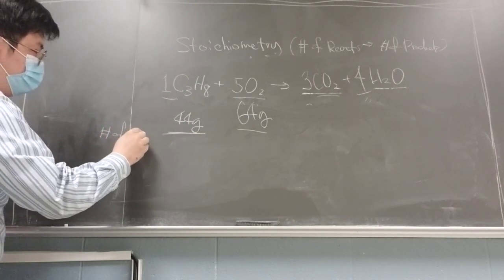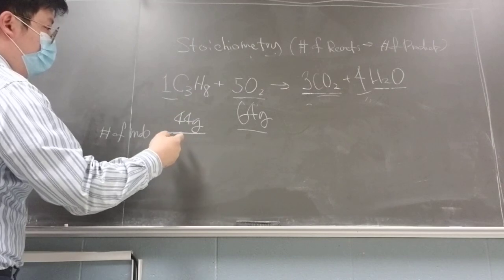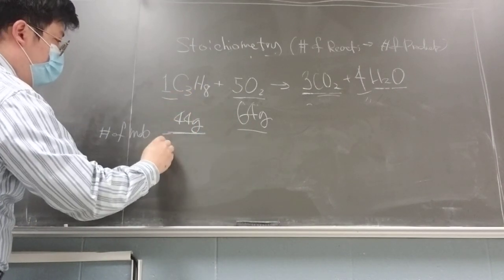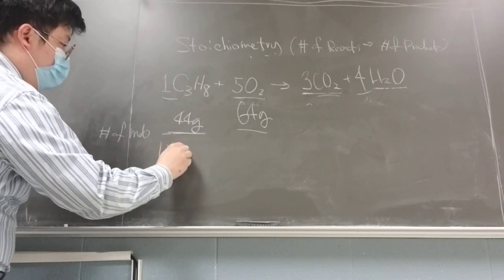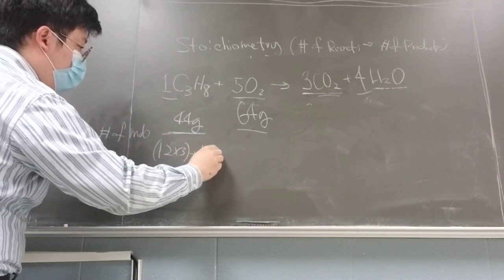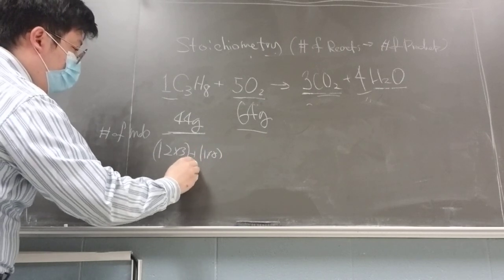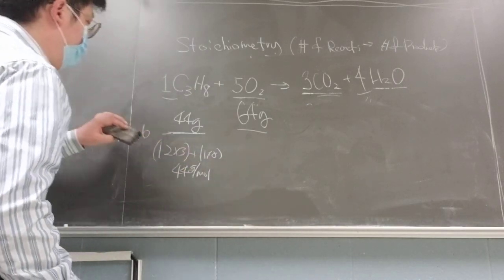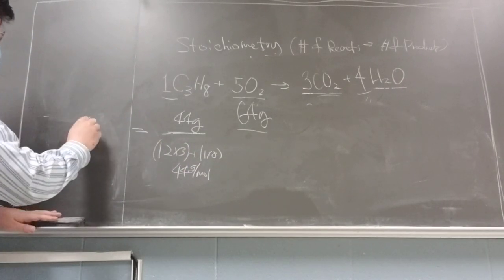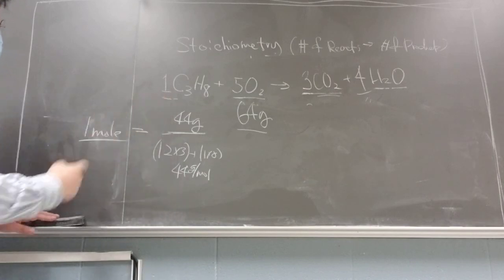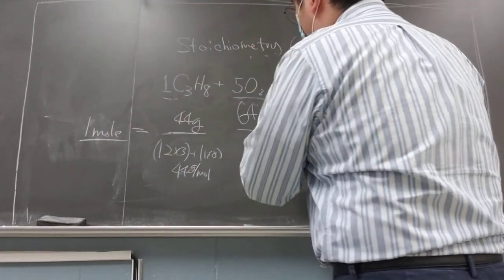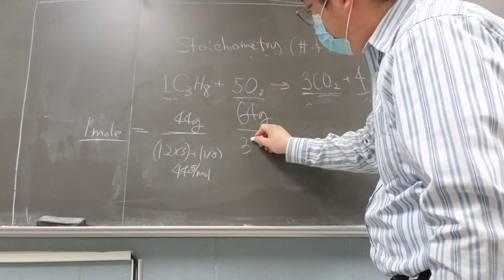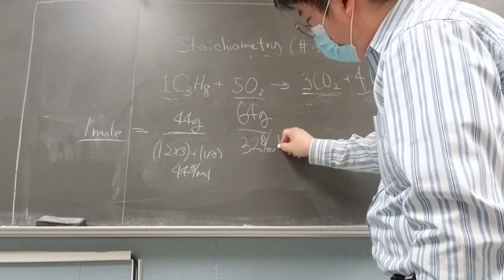Okay. So how many moles of this one do we have? That's the most important thing, more than just the mass. So try to divide the actual mass by the molar mass, which is 12 times 3 plus 1 times 8. So this is maybe 44 grams per mole. I kind of did it on purpose because I wanted to make it one mole of propane over here. Then let's do this one here. We have O2, which is 2 times 16, right? So 32 grams per mole here.